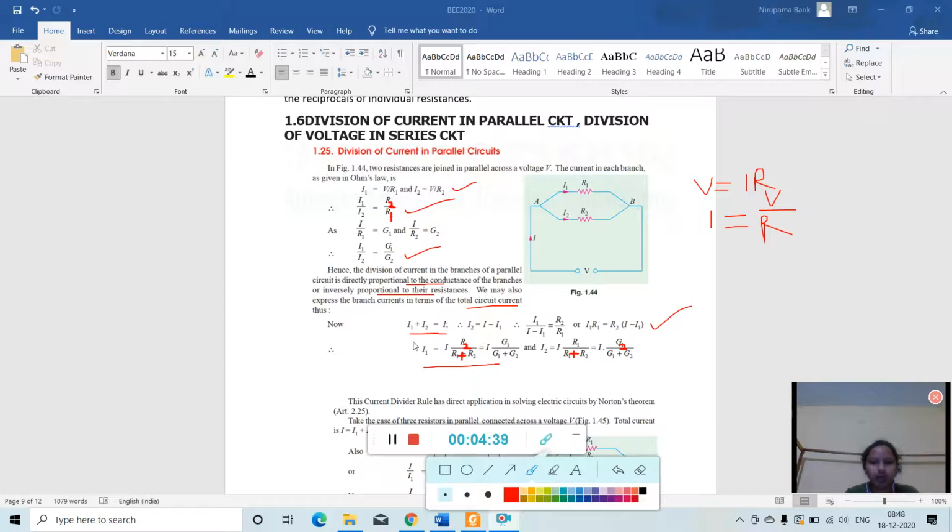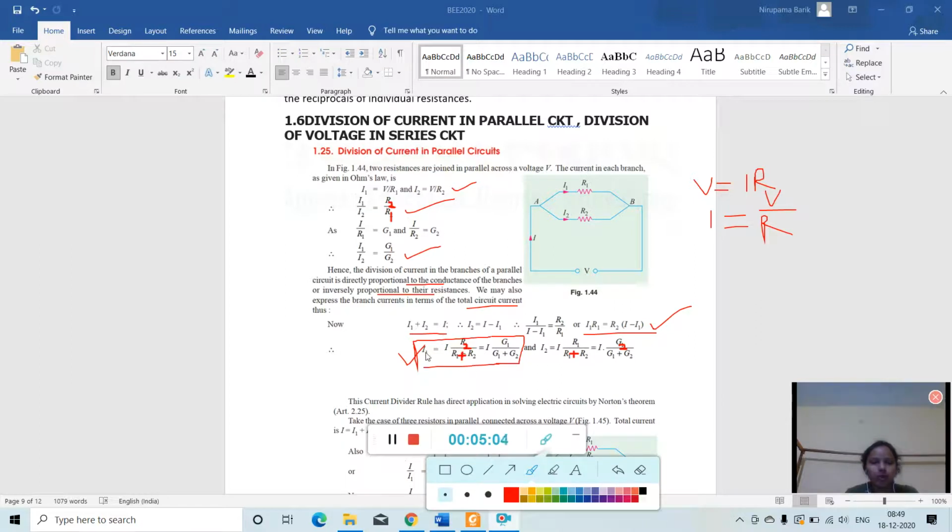So this is your home task, to solve this algebraic expression and come to the conclusion. This is our final expression. One is in terms of resistance, another one is in terms of conductance. Okay, so this is your home task, to resolve this algebraic equation and find out this final expression. What? I1 is equal to I into R2 by R1 plus R2.